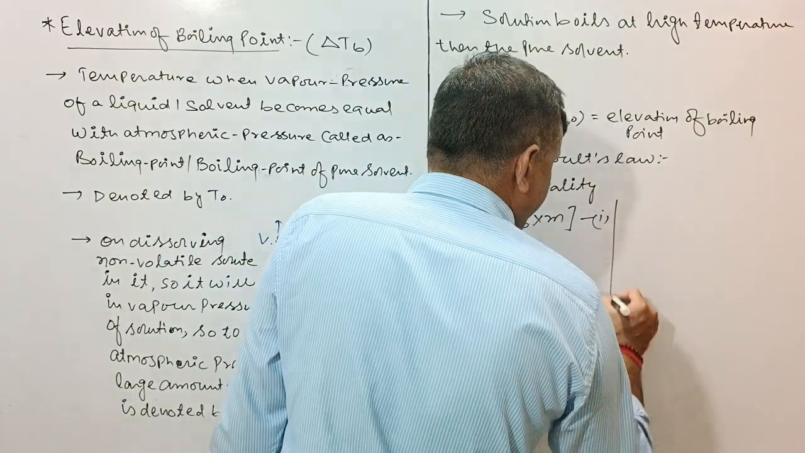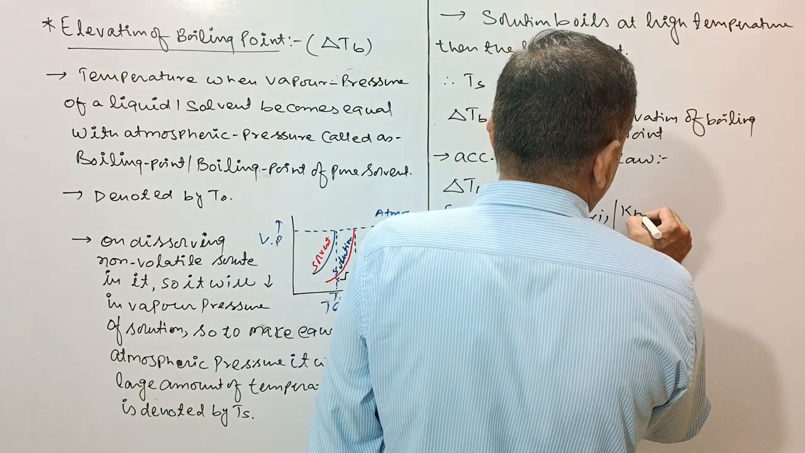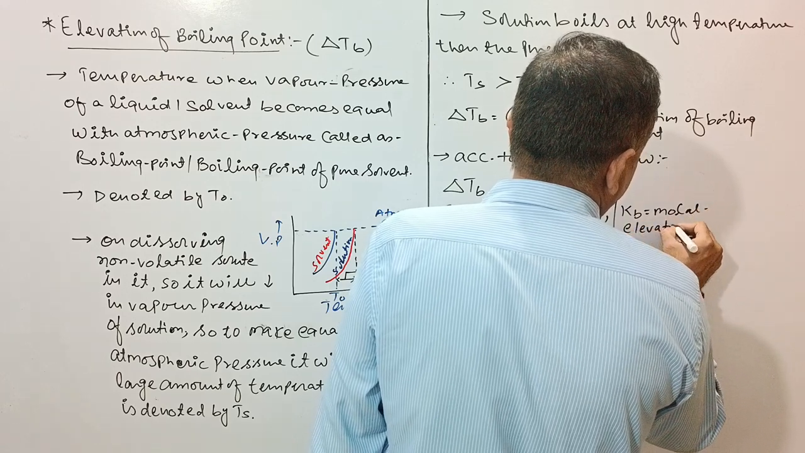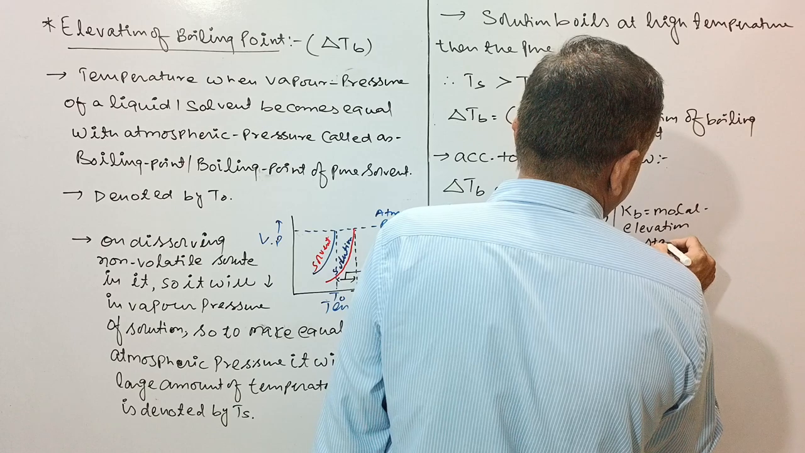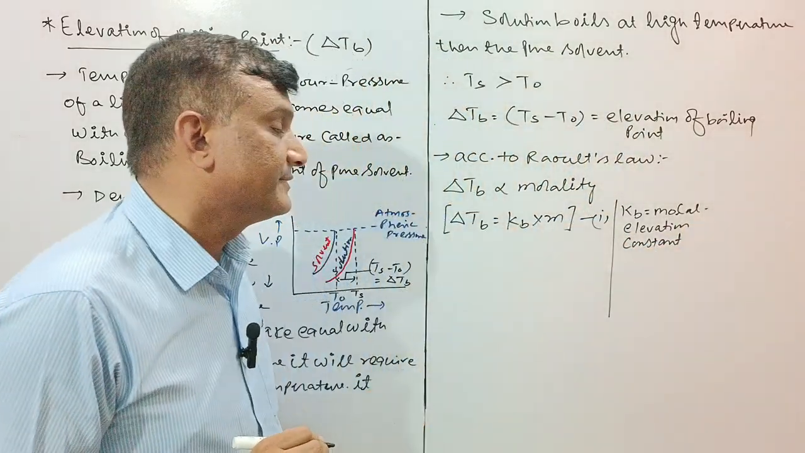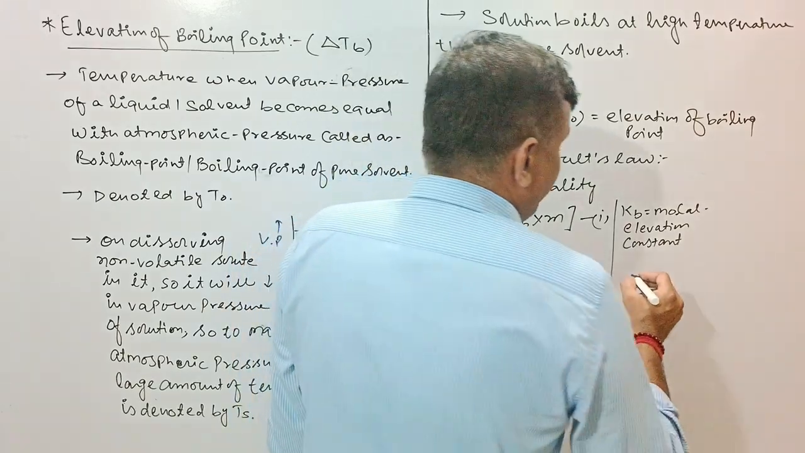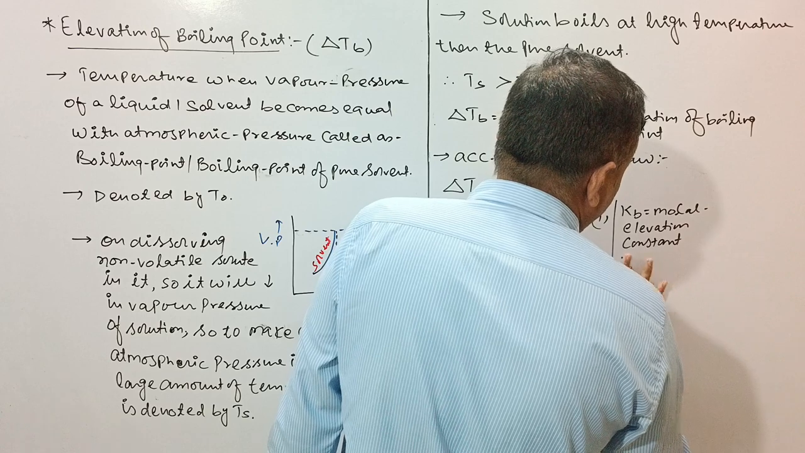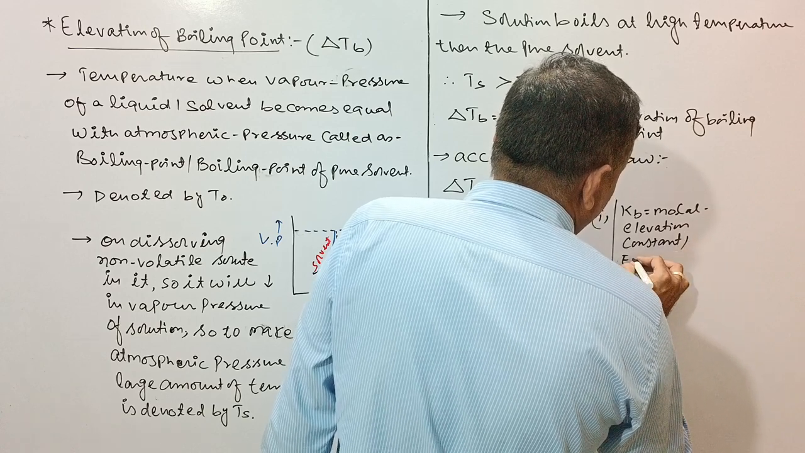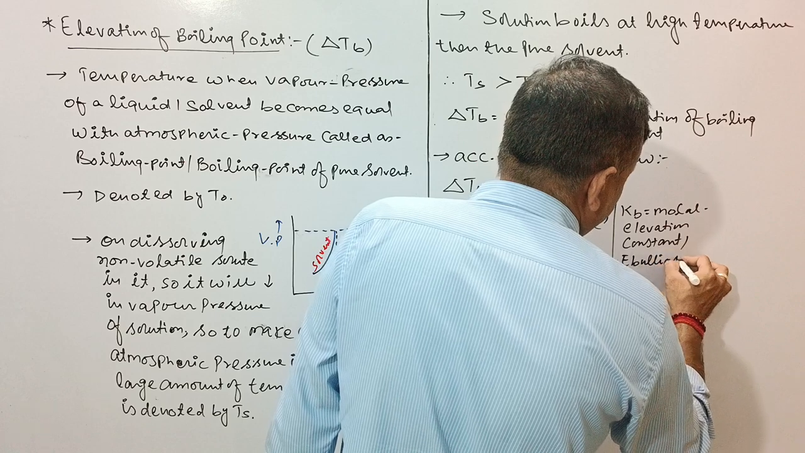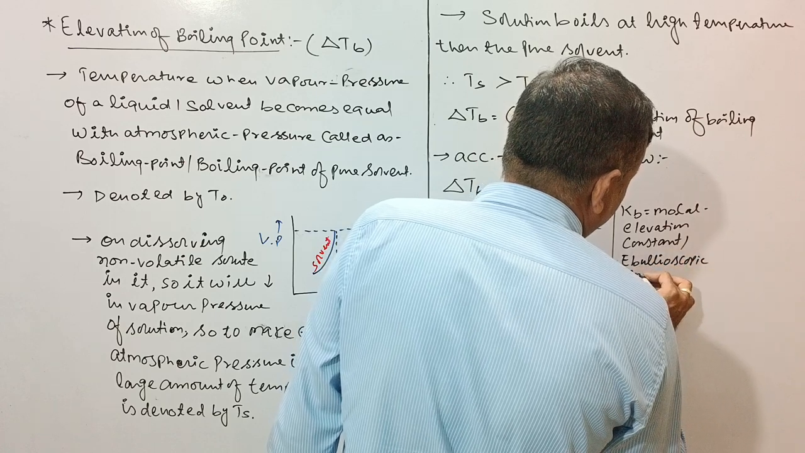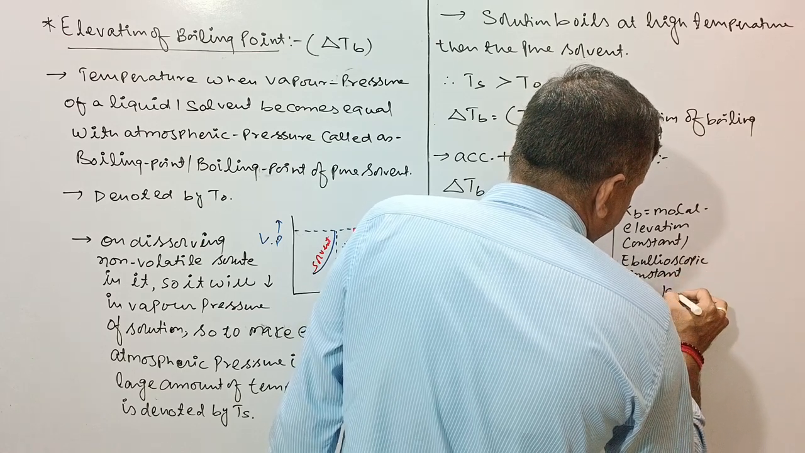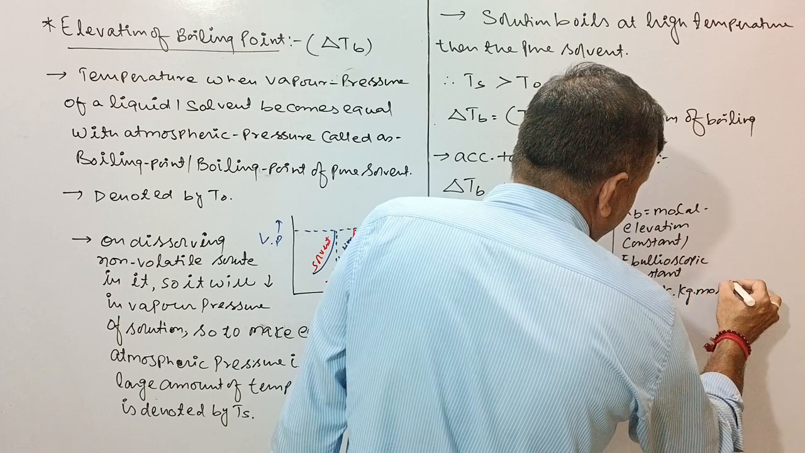What is the meaning of KB? KB is your molal elevation constant, also called the ebullioscopic constant. If we talk about the particular unit, the unit for it will be Kelvin kilogram mole inverse.